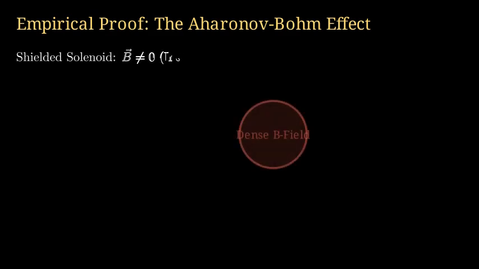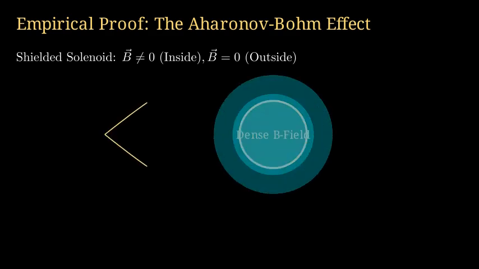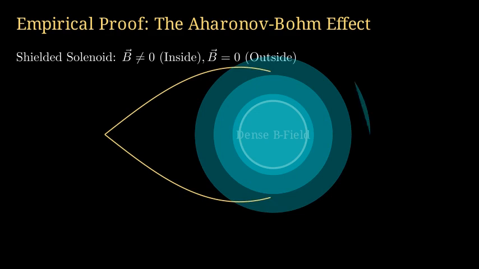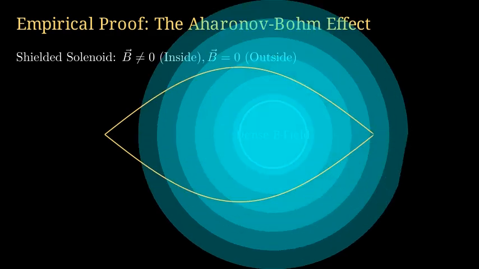If we trap a dense magnetic field strictly inside a shielded cylinder, the magnetic field outside is zero. Standard physics says an electron passing outside should feel nothing. Yet, they experience a strict, measurable phase shift. The external vector potential is a literal fluid. It mechanically couples to the internal phase of the electron's chiral topology, proving it alters momentum without direct magnetic contact.